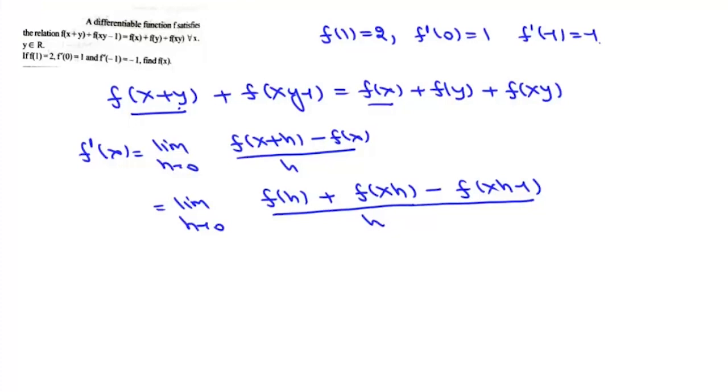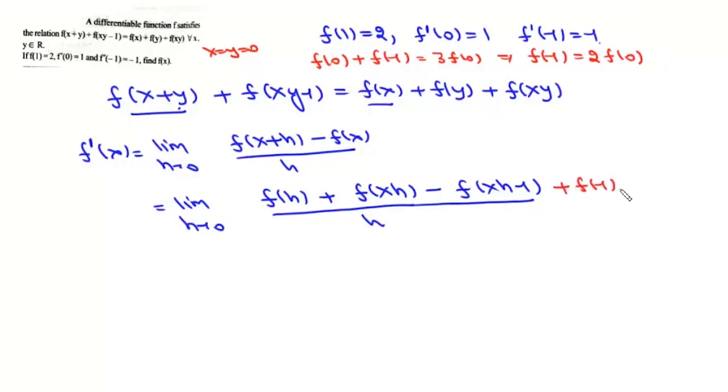So what we'll do is we'll put x and y as both 0. Now if we put x and y as both 0, we can write f(0) plus f(minus 1) will be equal to 3 times f(0), or f(minus 1) is 2 times f(0). Now what we'll do is we'll add f(minus 1) and we'll subtract 2 f(0). Now we can rearrange this as this limit h tends to 0.